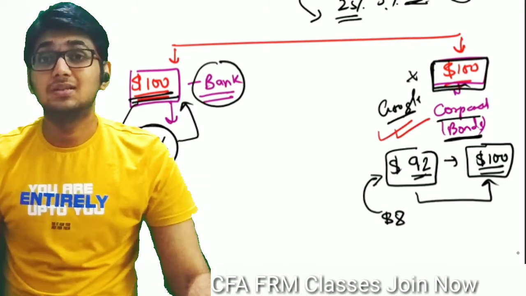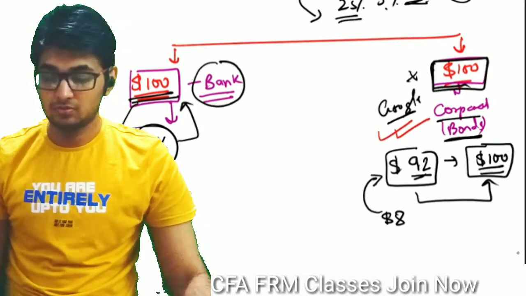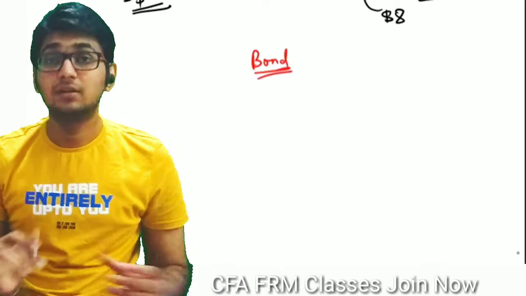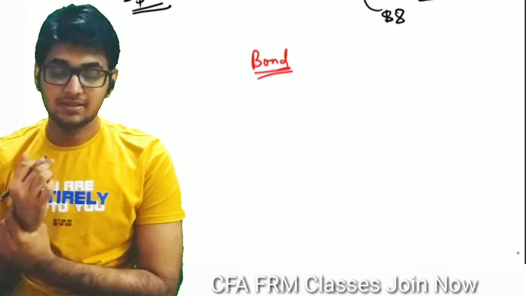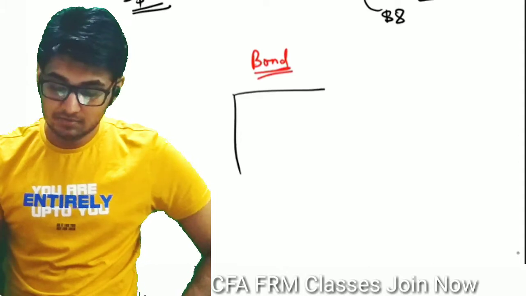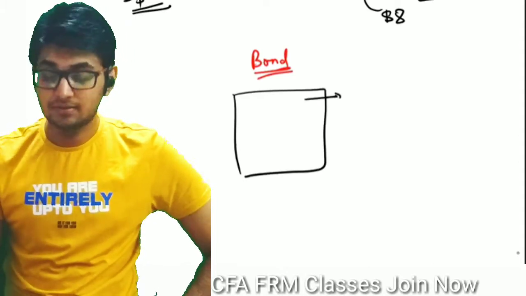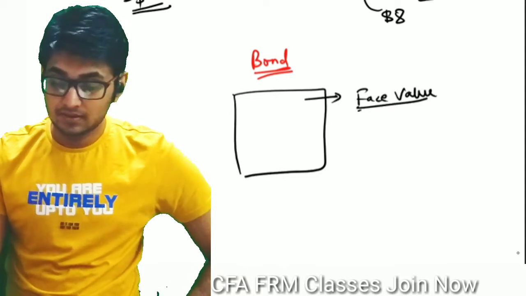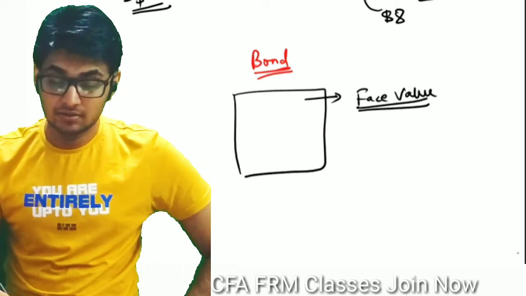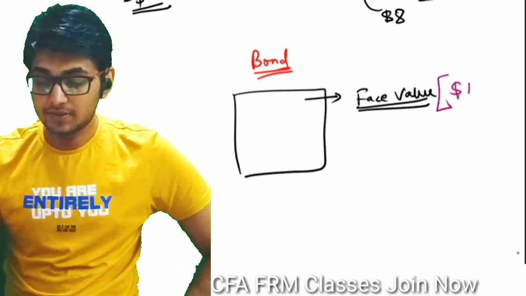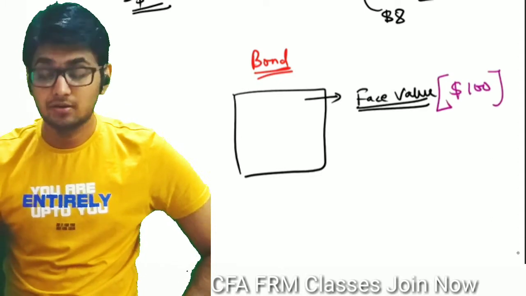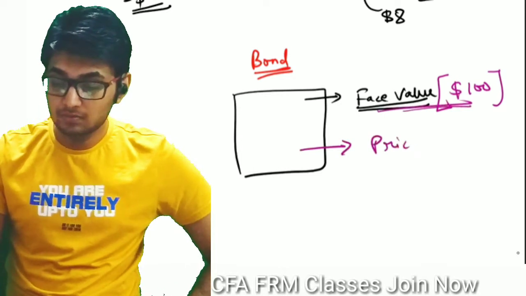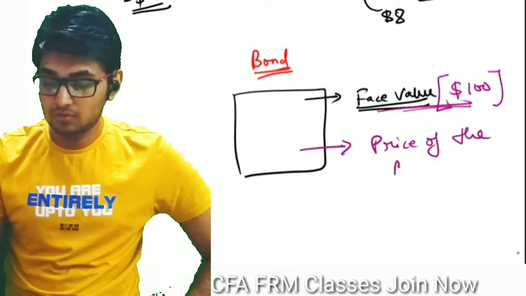So now, what's the idea I would like to share with you? Whenever I am going to purchase a bond, they will say, sir, this is my bond. Okay, what is written on the bond? Sir, this is the face value of the bond. The face value is what you are going to get at maturity. Means when it matures, what you are going to get. Next, what is the price of the bond?